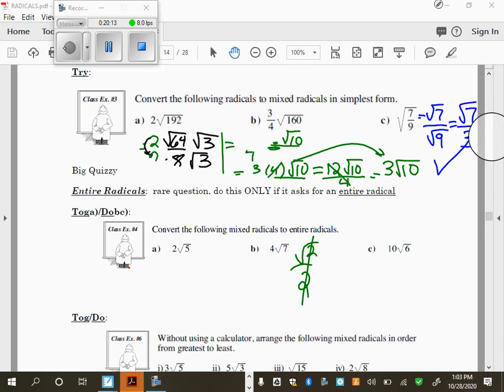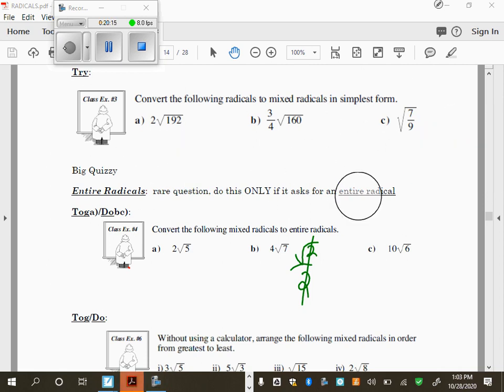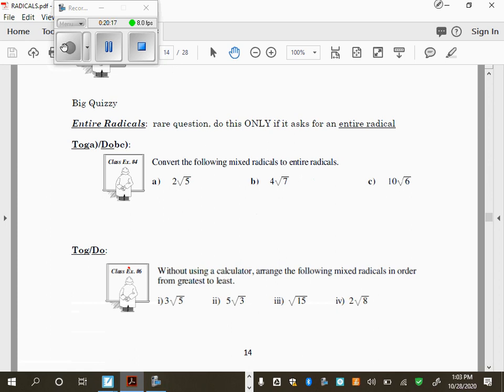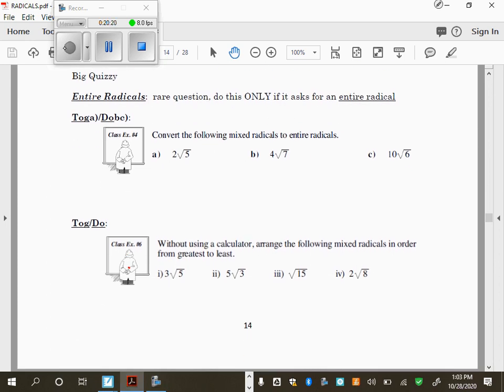Okay, now we go to a small little section. Middle section being entire radicals. This is in the curriculum. I have to teach you this. It's a question I'm hardly ever going to ask you. Okay, phones away, please. If I ask you to put entire radicals, you have to do what we're doing now. The only time you do wavy equal signs is when I ask you to estimate.